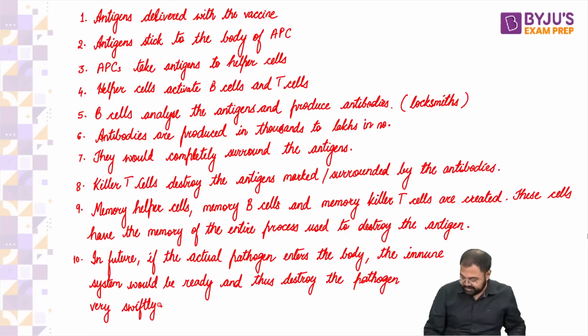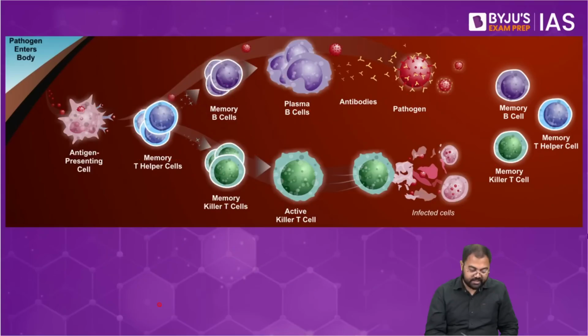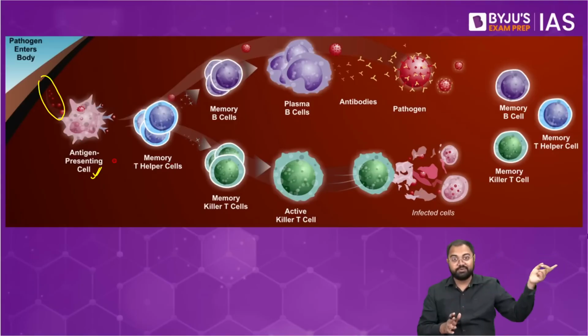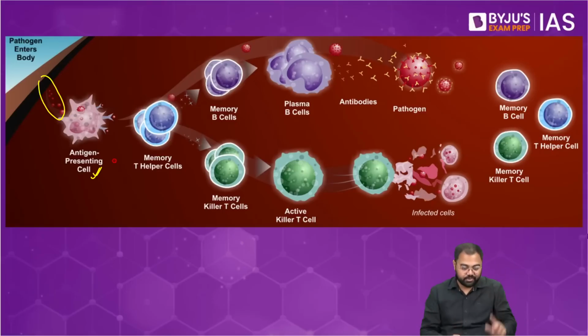All right, this is the entire process of what happens when it comes to this. So that's why you have the memory cells. What happens is that when the pathogen actually enters the body, again antigen presenting cells will come. They would analyze, they would understand that this is similar to what the vaccine antigen was. So they'll call upon the memory helper T cells, the memory B cells and memory killer T cells, and they'll make the antibodies this time very quickly.